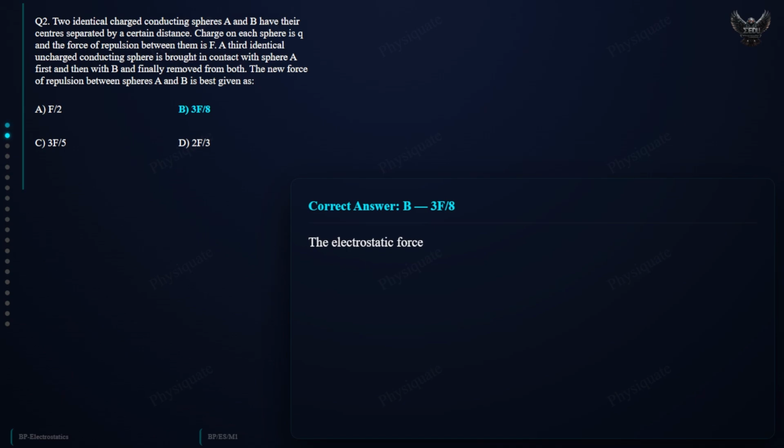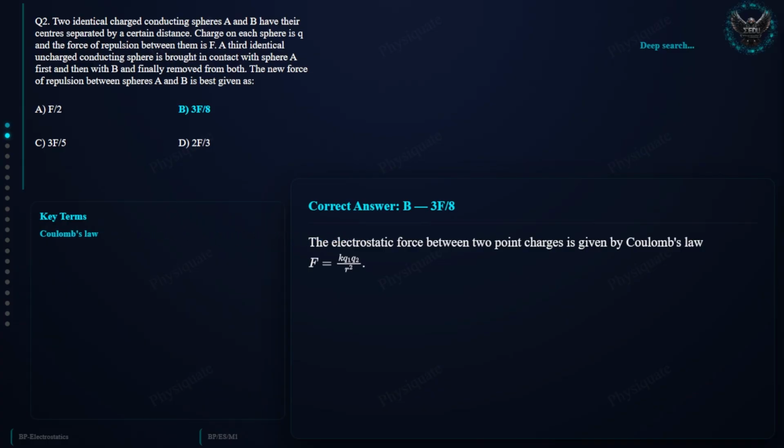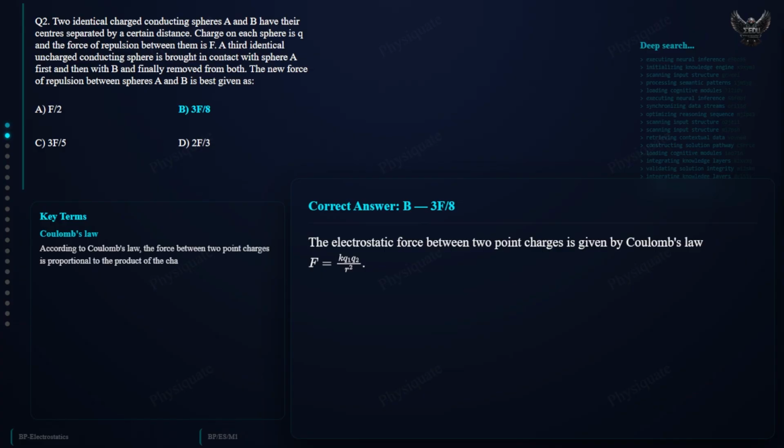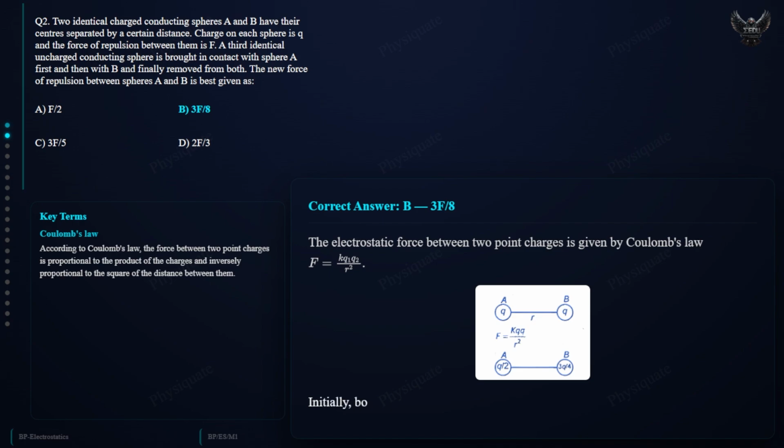The electrostatic force between 2 point charges is given by Coulomb's law, F equals k q1 q2 divided by r squared. Now let us consider Coulomb's law. According to Coulomb's law, the force between 2 point charges is proportional to the product of the charges and inversely proportional to the square of the distance between them. Initially, both spheres A and B carry charge Q. Therefore, the initial force is F equals k Q squared divided by r squared.